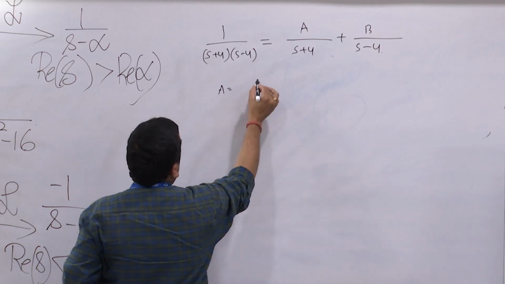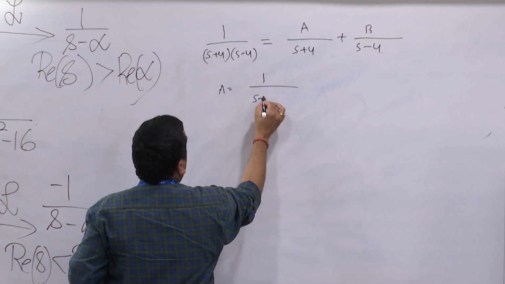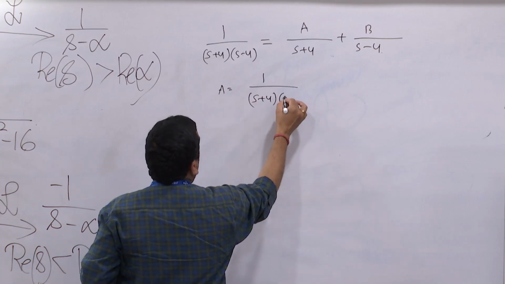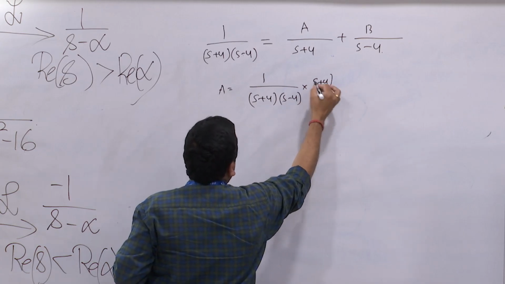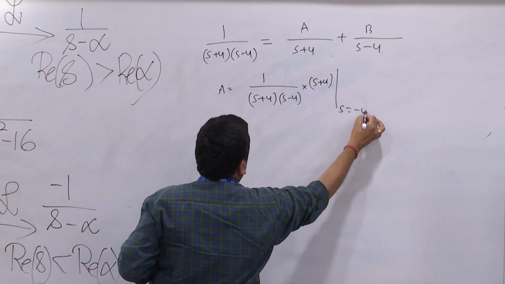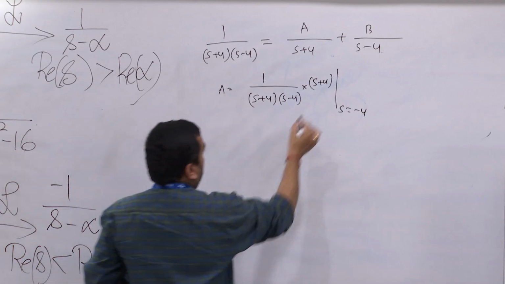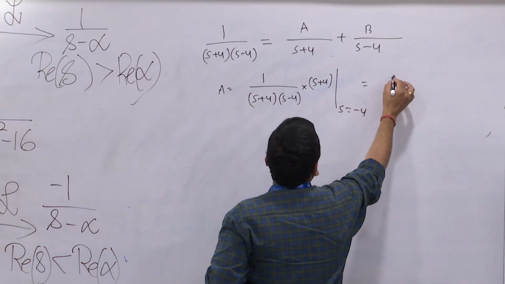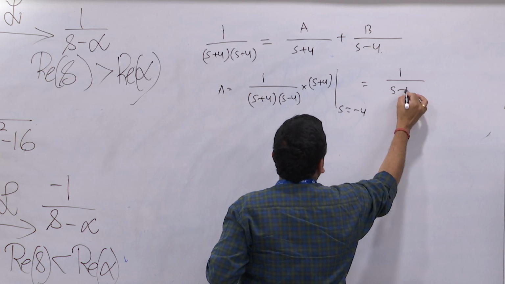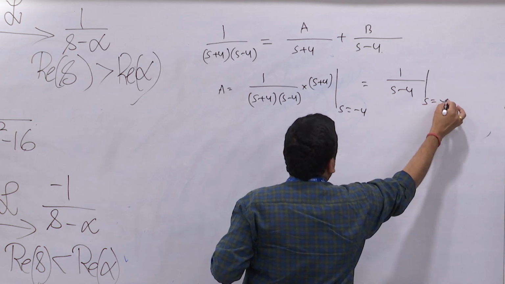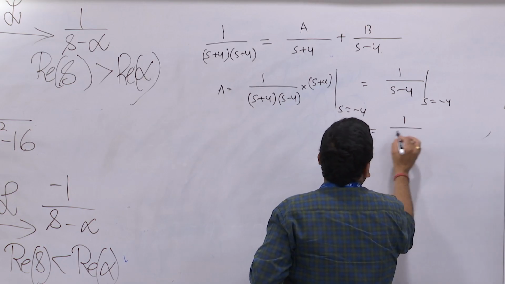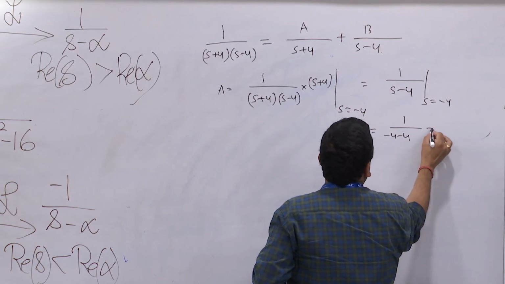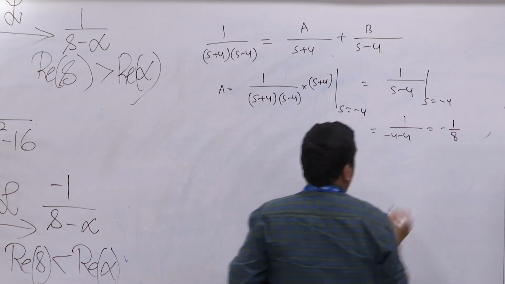So A is equal to 1 divided by (s plus 4)(s minus 4), the whole multiplied by (s plus 4), at s equal to minus 4. So this will cancel, and we get 1 divided by (s minus 4) at s equal to minus 4. If we substitute this value, I get 1 divided by (minus 4 minus 4), so this is minus 1 by 8.